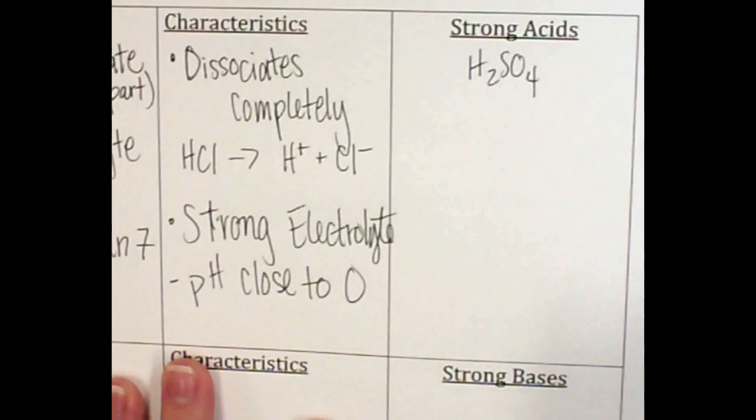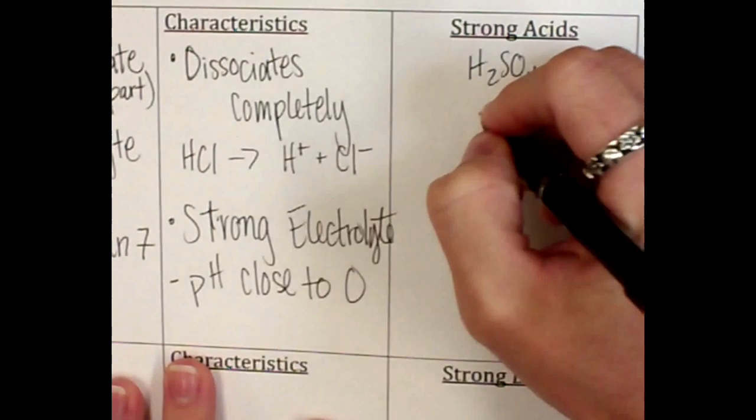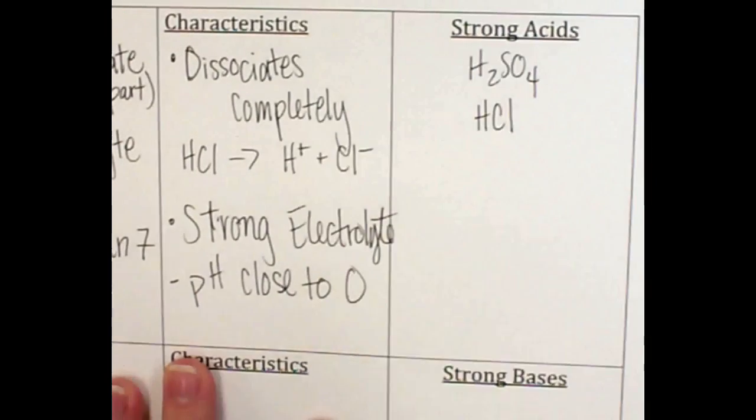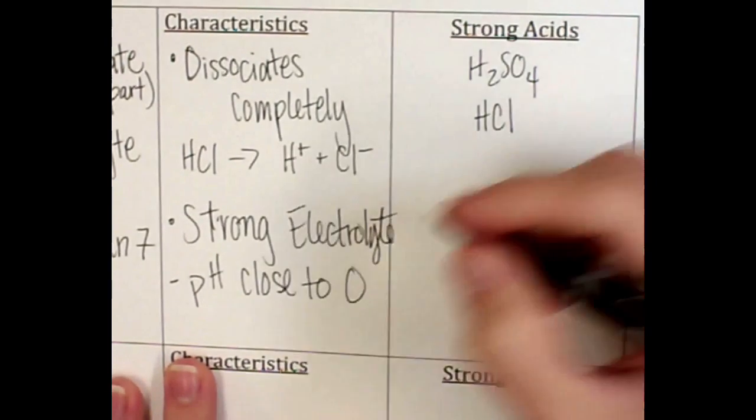Sulfuric, because it's not binary, so it's not hydro. And then it's sulfate, so it's got to be "ic," not "ous." Right? Okay. All right, we've got HCl. You remember the name of HCl? HCl is hydrochloric acid.